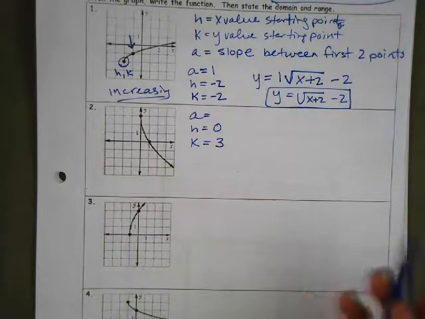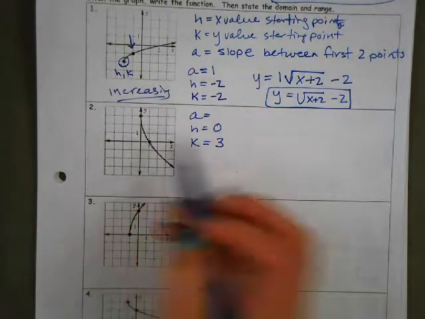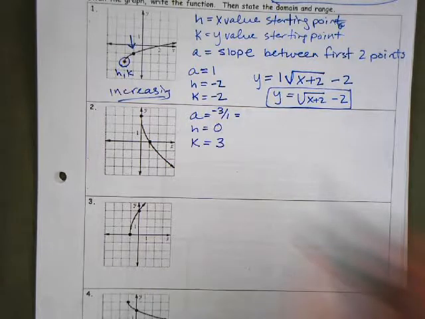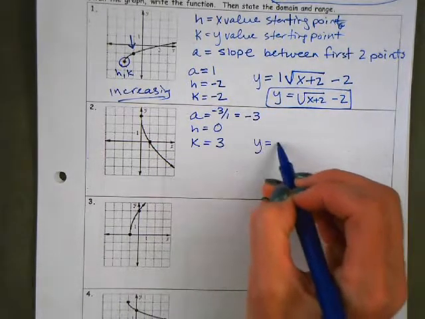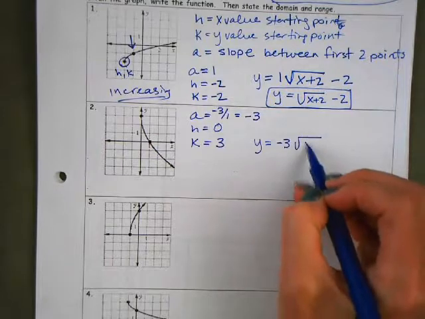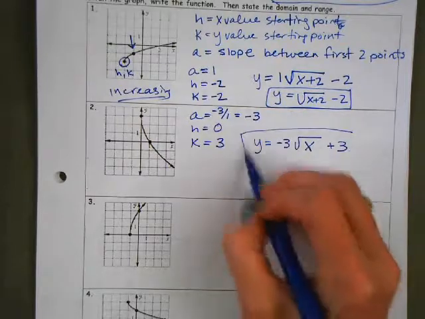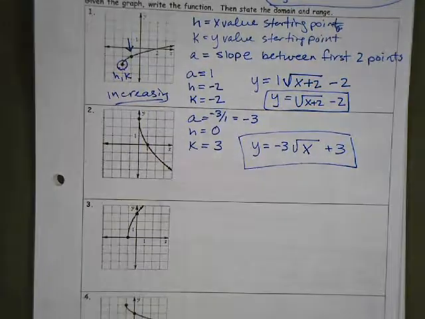So what's my slope going to be? This is 0, 1, this is 0, 2. So it's rise over run. So what would my slope be? Yeah, I'm going down 3 over 1. So it's going to be down 3 over 1, and I'm going down, so it's a negative. So A becomes -3. Right? So can I write this equation now? Alright, y equals -3 square root of x. There is no h since it's 0. And then it's going to be plus 3. And that's that equation. Okay? So go ahead and try 3 and 4 on your own.